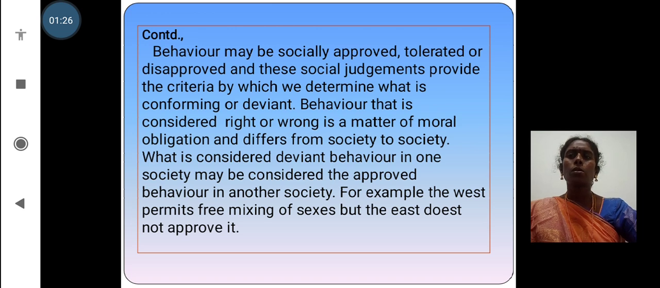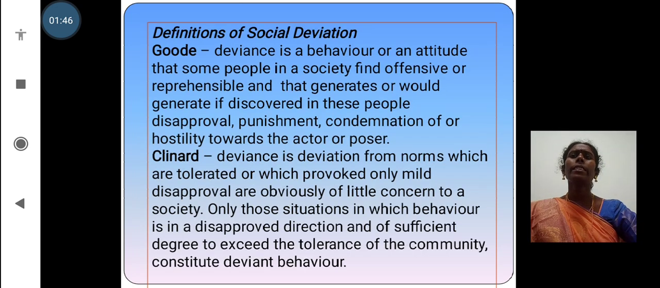For example, rural society, urban society, or tribal society. So what is considered deviant behavior in one society may be considered approved behavior in another society. For example, the West permits free mixing of sexes, but the East does not approve it. Then, definitions of social deviance.